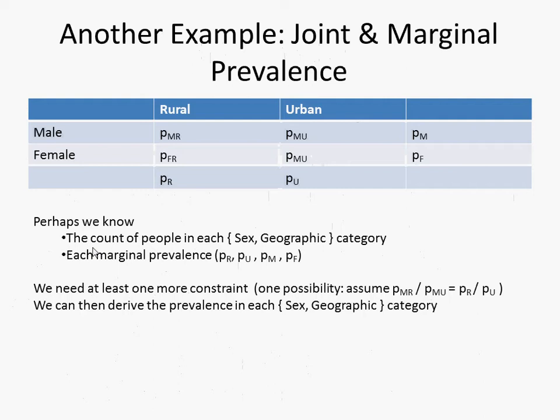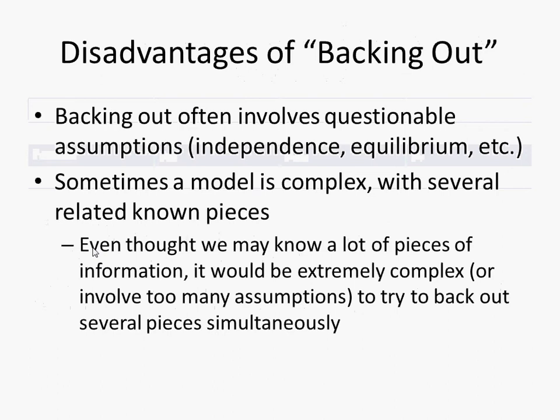Another example here that I don't have time to go into, but you could follow. If we had something like the count of people in each sex and geographic category, and then marginal prevalence, so the prevalence for rural individuals, for urban, for male, and for female, and we want to figure out what's the prevalence among rural males, prevalence among rural females, etc. We could try to do that, but we need to impose additional assumptions here.